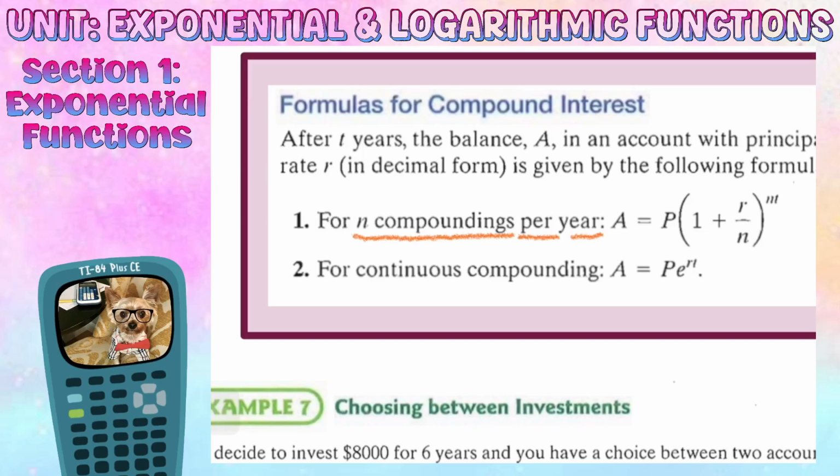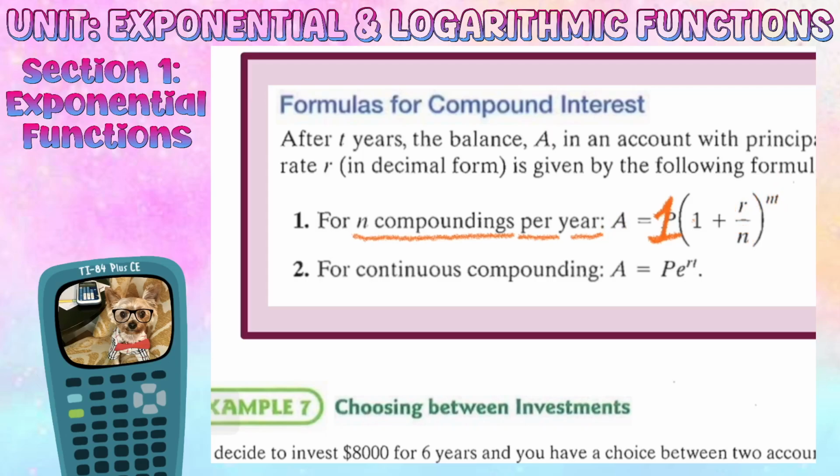Now suppose your interest rate was 100%. You get 100% return on your investment and you compound annually. Start off with $1 as your initial value. P is your principal amount, A is the amount at the end, R is your rate as a decimal, N is the number of times you compound in a year, and T is time in years, okay?